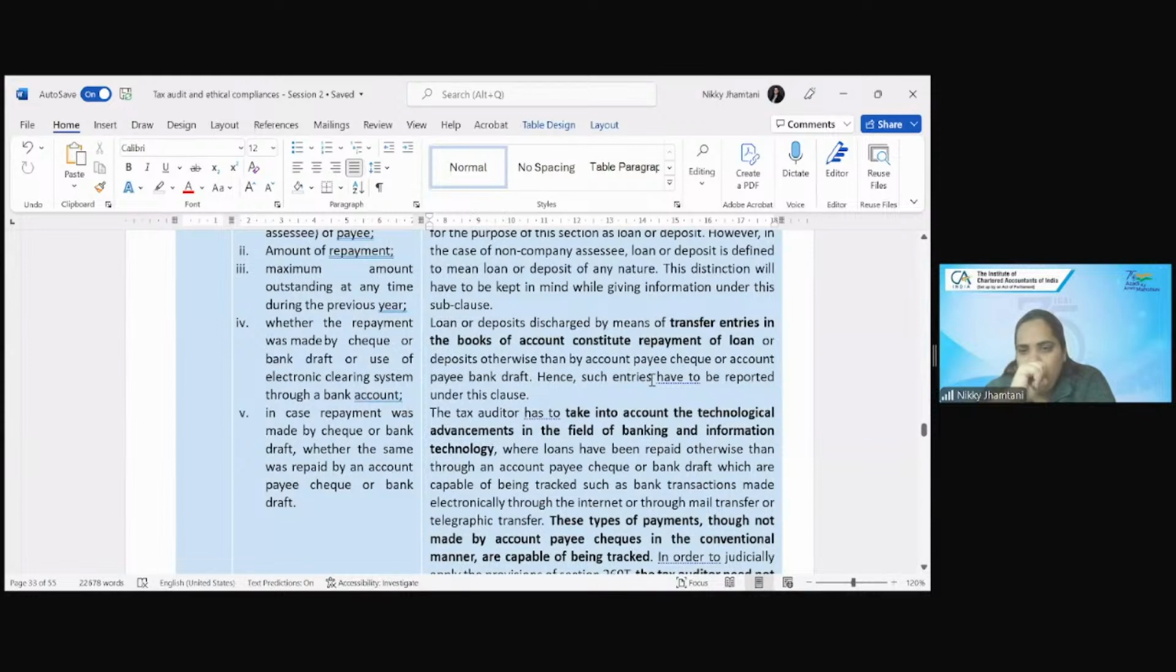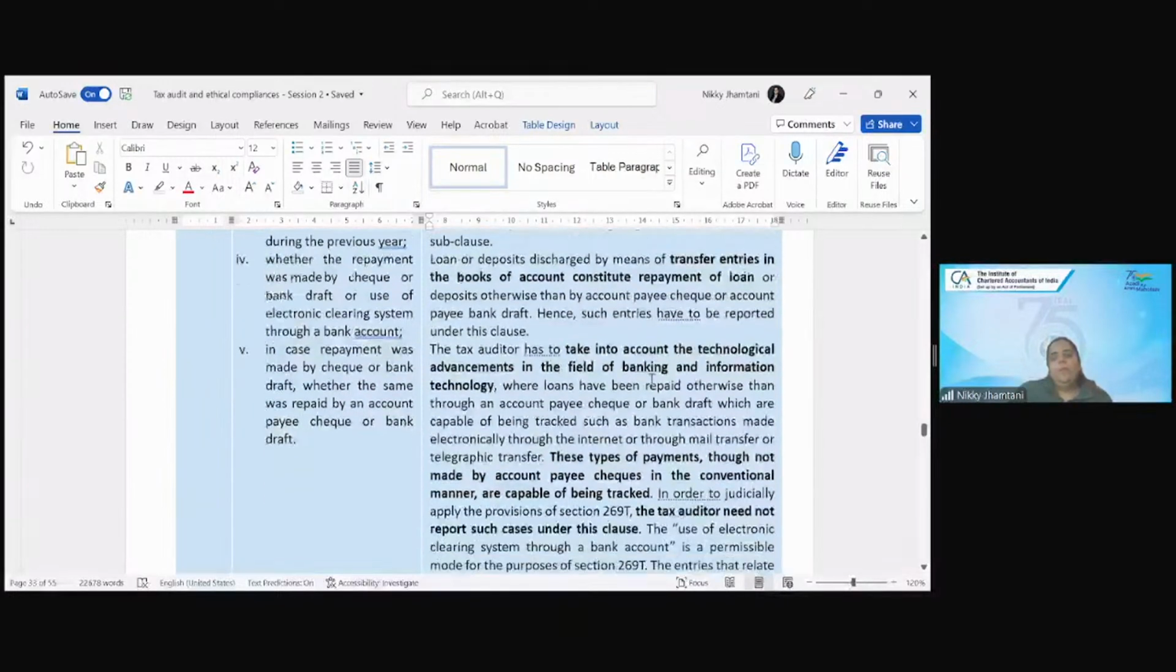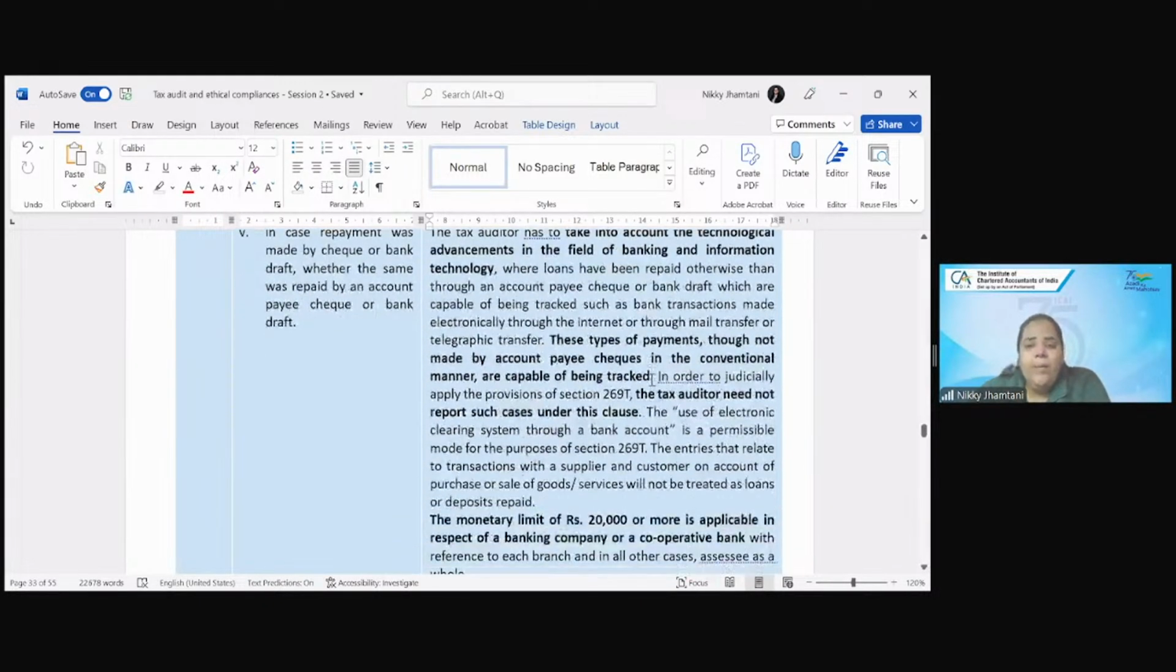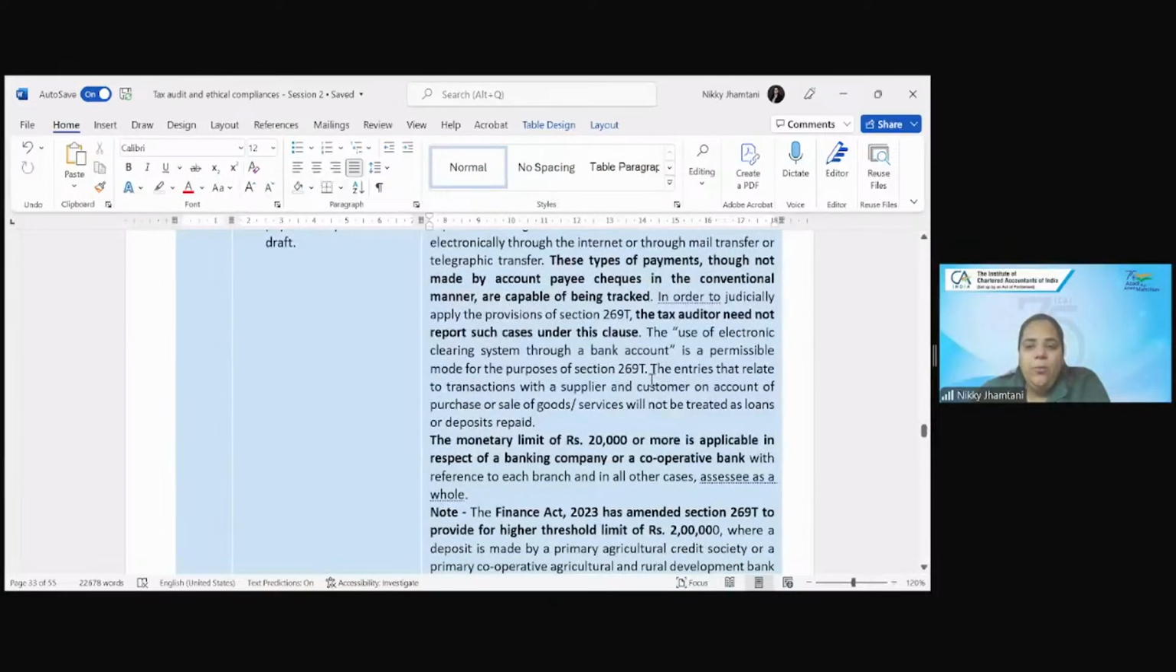So, loan or deposit discharged by means of transfer entries in the books of account constitute repayment of loan or deposits otherwise done by account payee cheque or account payee bank draft. Hence, such entries have to be reported under this clause. The tax auditor has to take into account the technological advancements in the field of banking and information technology, where loans have been repaid otherwise than by banking channels. These types of payments, though not made by account payee cheques in the conventional manner, are capable of being tracked, and in order to judiciously apply these provisions, the tax auditor need not report such cases under this clause.